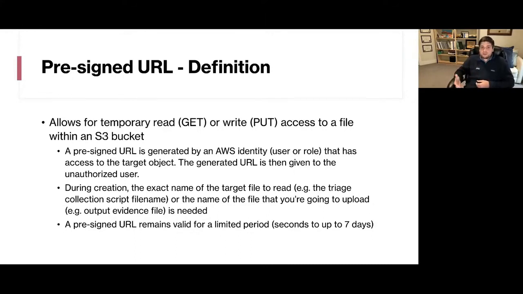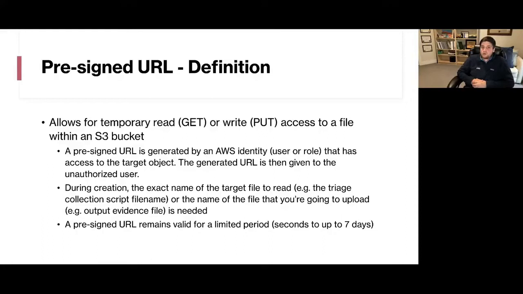But a pre-signed URL is generated by an AWS identity. In this case, I'd use my Lambda in the security account that has access to both the evidence bucket and the triage collection bucket. So I'd use the identity that has the access to the target object, these buckets, and I would use that to generate the pre-signed URL. Think of the pre-signed URL as a long token or string that provides that access, a long password, if you will. And then once I have that pre-signed URL, I'll give it to the identity that doesn't have access, right? The unauthorized user.